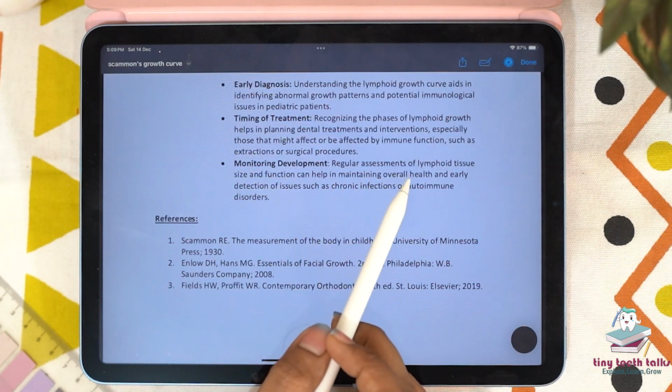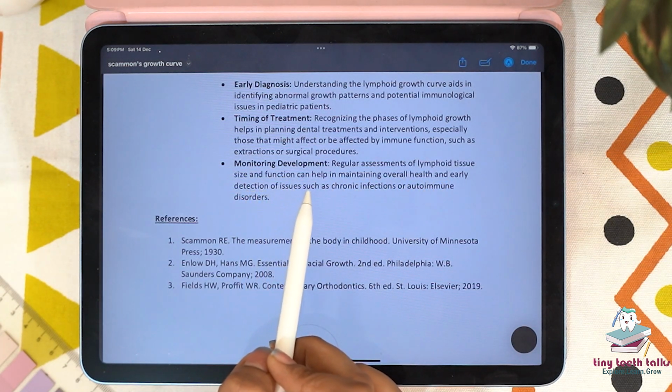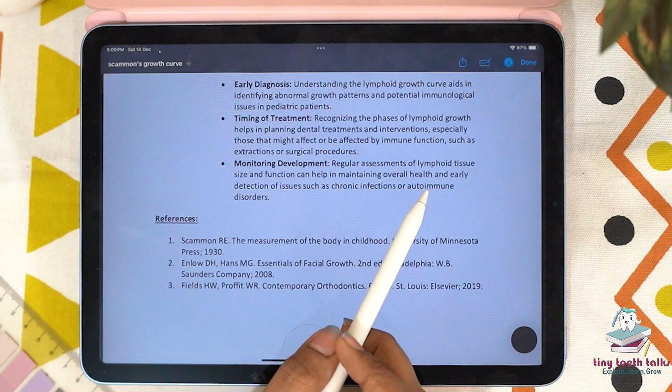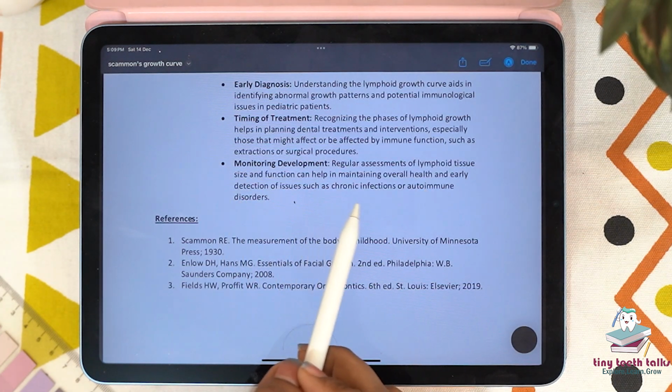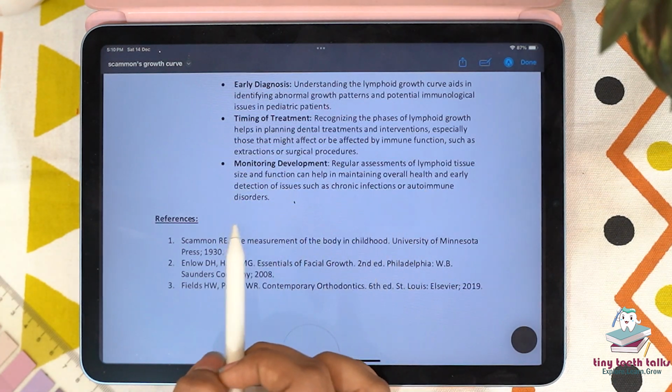Monitoring development: regular assessment of lymphoid tissue size and function can help in maintaining overall health. Early detection of issues such as chronic infections or autoimmune disorders.